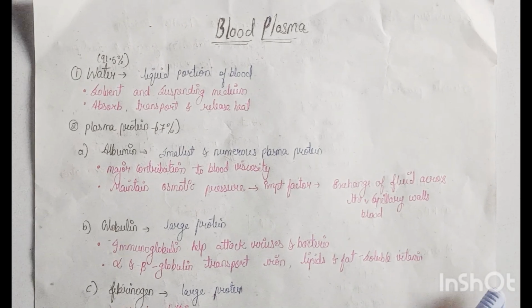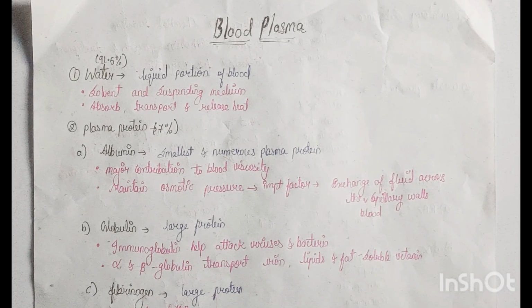In this video I am going to discuss blood plasma. Blood plasma has three essential components. First is water, second is plasma protein, and third is other solutes. So one by one, let's discuss them in detail.